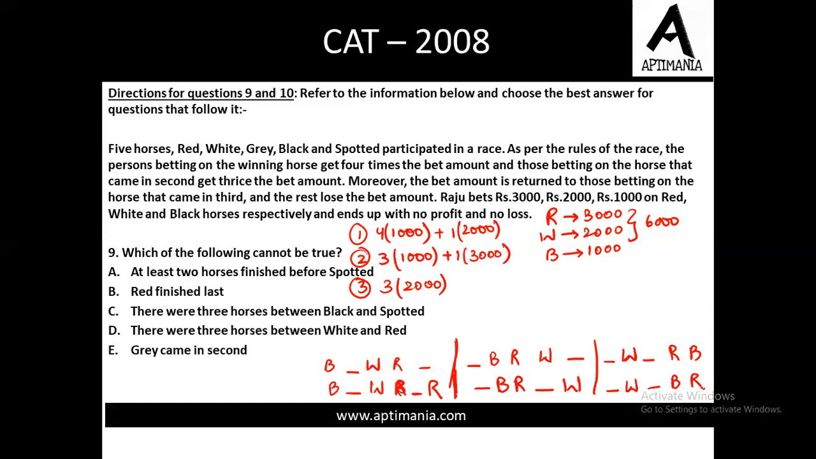Let's get to the question. Which of the following cannot be true? So what they have asked is cannot be true. At least two horses finished before spotted. Okay. For this, spotted needs to be either on the third or the fourth position. That is perfectly fine because we can put spotted at this position. Right. Let me use a different coloring.